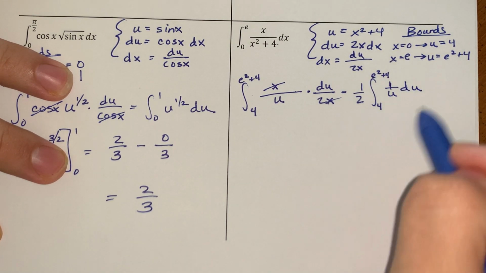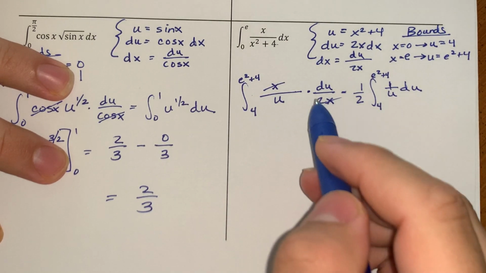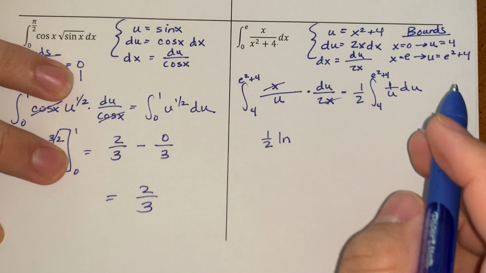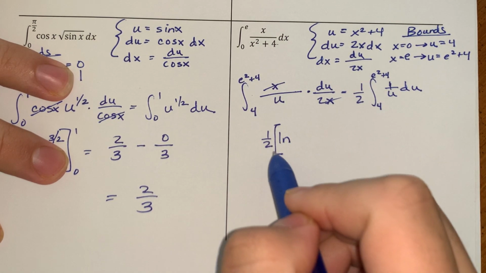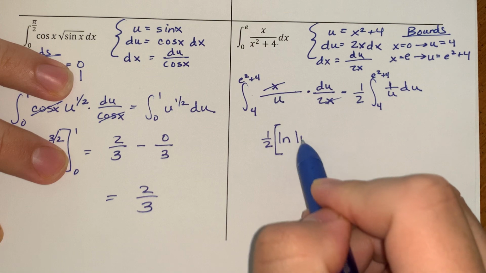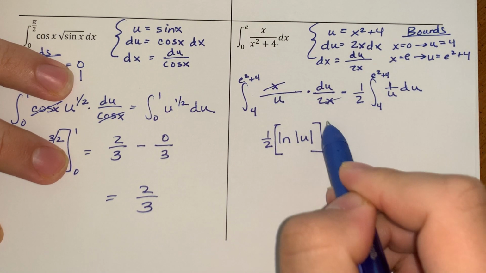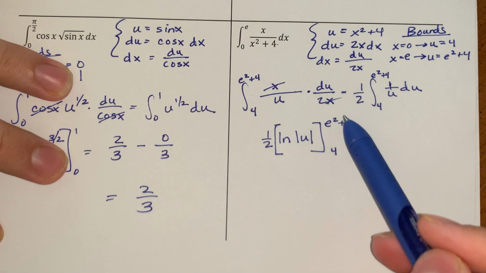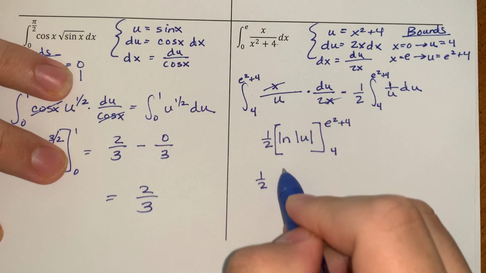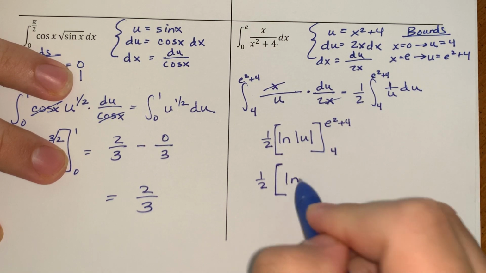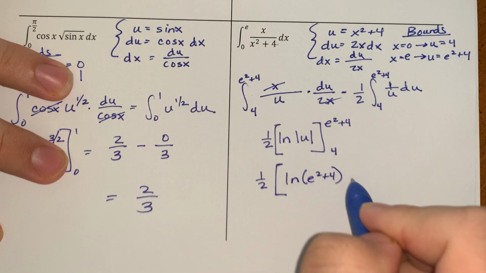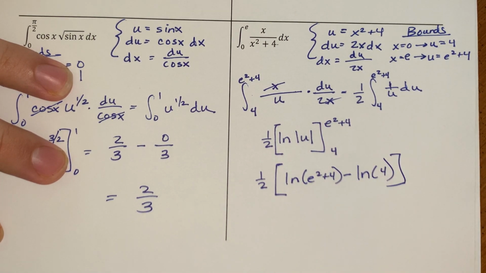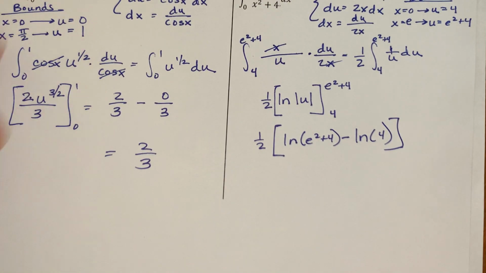And hopefully you know what this integral is. So I'm going to have 1/2 natural log of u, from 4 to e squared plus 4. All right. And then I'm going to go ahead and plug in my upper bound. So I'm going to have 1/2 times my upper bound, natural log of e squared plus 4, and then minus my lower bound, natural log of 4. That's pretty much a good way to end the problem there if you want.